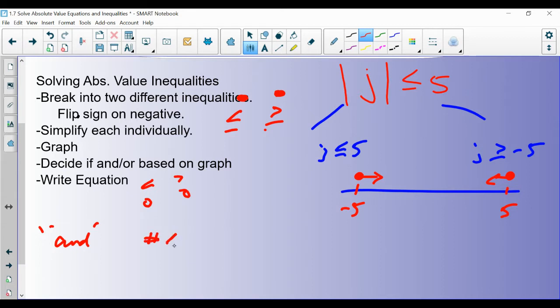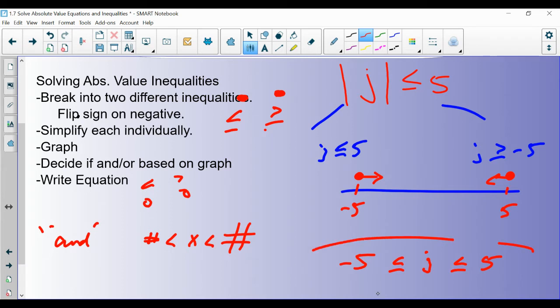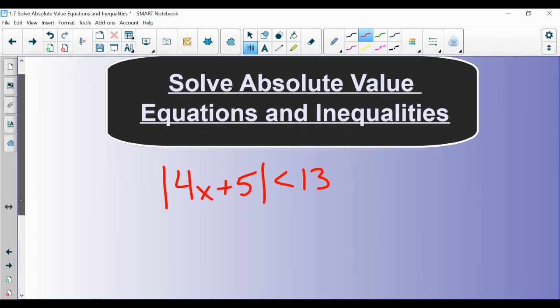Inequalities are always written smaller number, less than variable, less than big number. Our smaller number here is negative 5. Our bigger number here is 5. The variable, which is j, goes in the middle, and then we get less than signs here. Now in our problem, it's actually going to be less than or equal to because that's what we started with. And that's our answer. Negative 5 is less than or equal to j is less than or equal to 5. Let's go ahead and do another one.